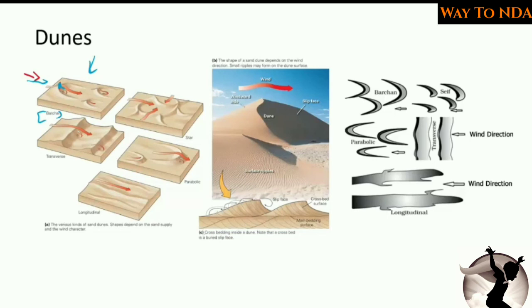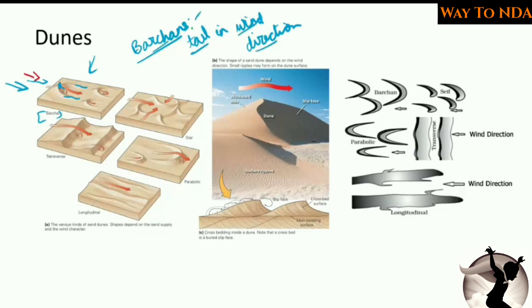So this is the direction of the wind. Here if you can see, this is the direction of the wind, and this is the tail. So in barkhans, the tails are in the wind direction. Remember this. Okay, in barkhans, the tail is in the wind direction. So here you can see, the barkhans will be formed.